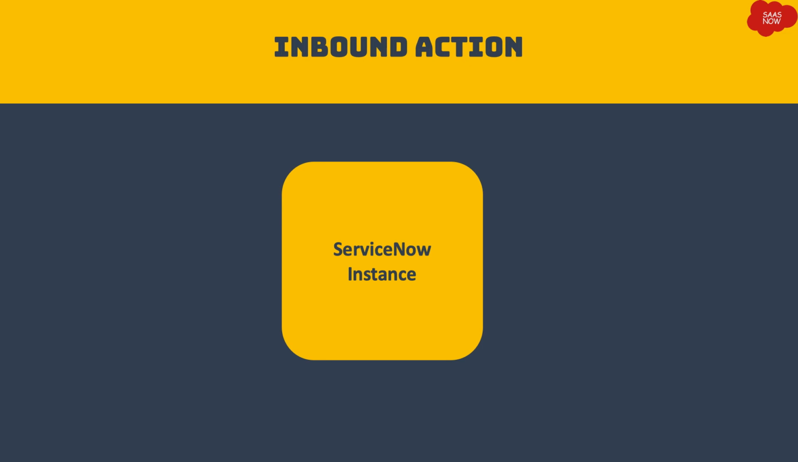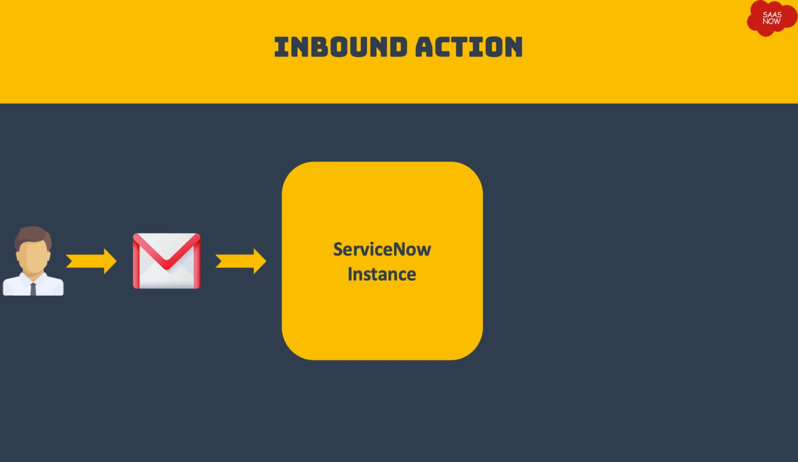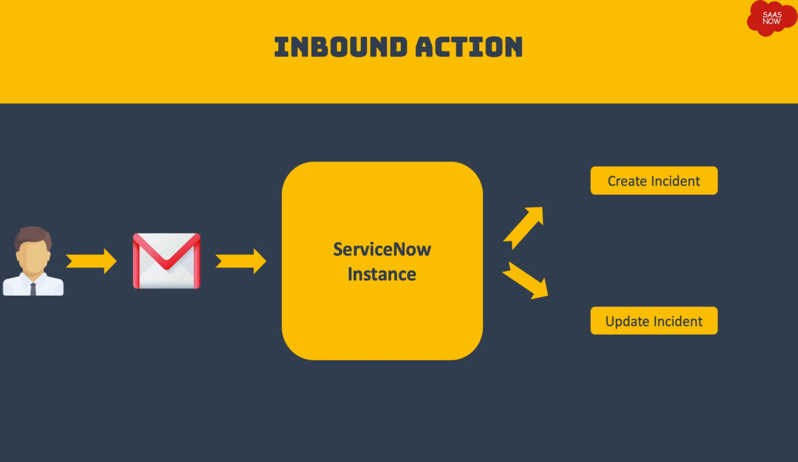Let's say this is one of the ServiceNow instance. And there is a user who sends an email to ServiceNow instance. Then ServiceNow recognizes the email and process it as per the type of email and conditions mentioned in inbound action. Then it creates a new incident record, or if it matches the condition, then it also updates the existing incident record. Now, this whole process is achieved with the help of inbound actions.